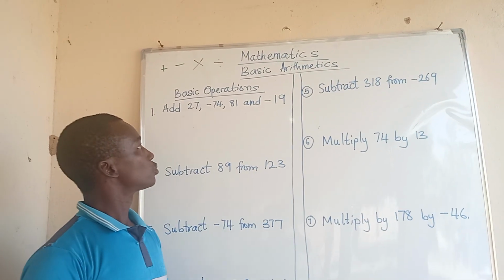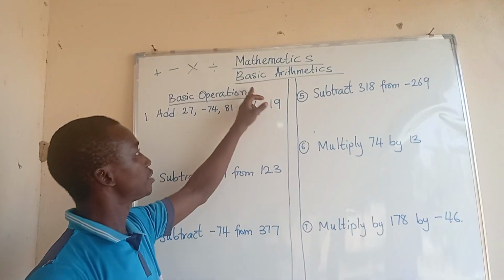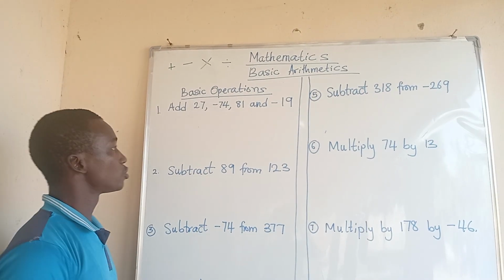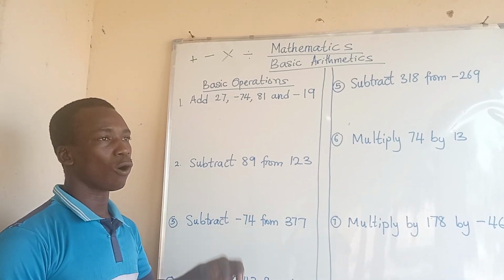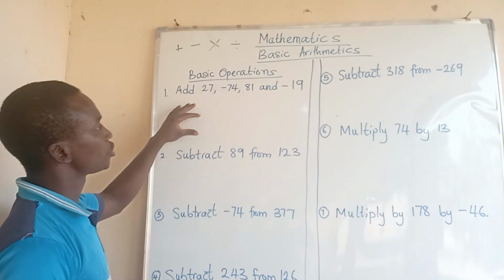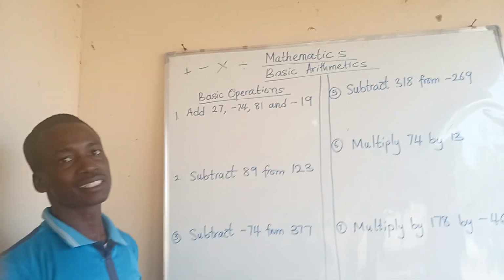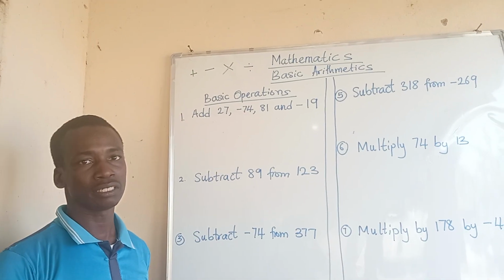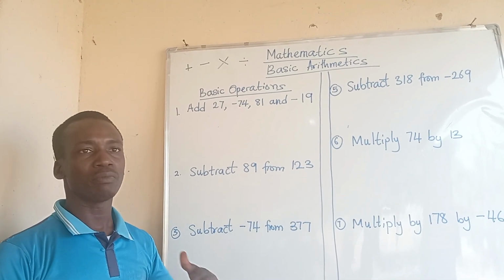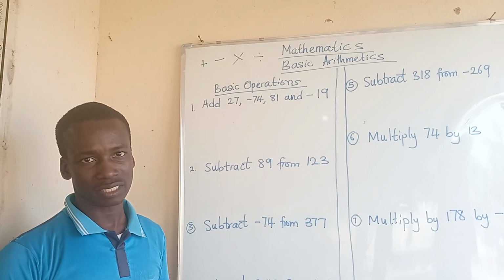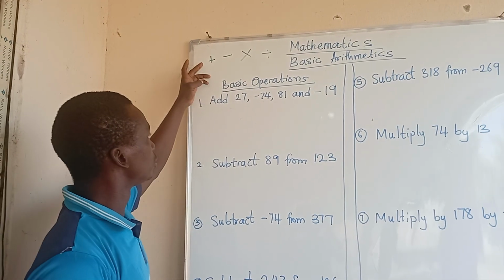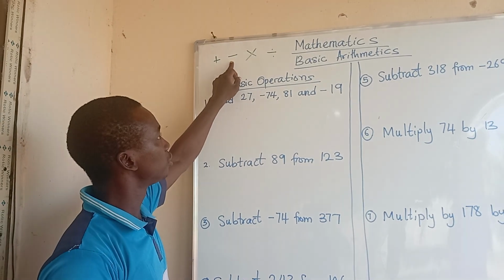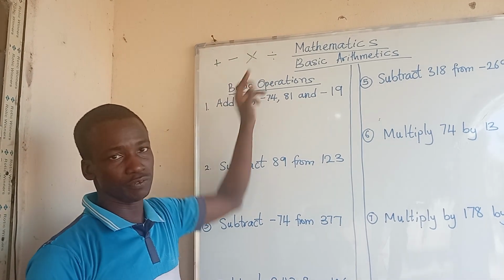Everyone. Today we are going to be considering the basic mathematical operations. So when we say basic mathematical operations, those are the basic or foundational operations in mathematics that you have to first understand before you can successfully perform higher operations in mathematics. And these basic mathematical operations include addition, subtraction, multiplication, and division.